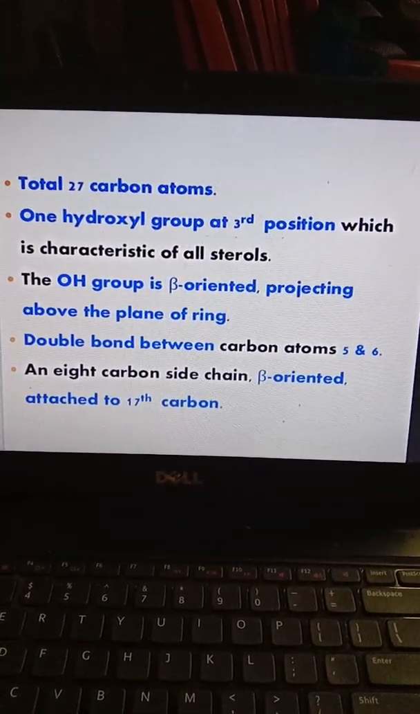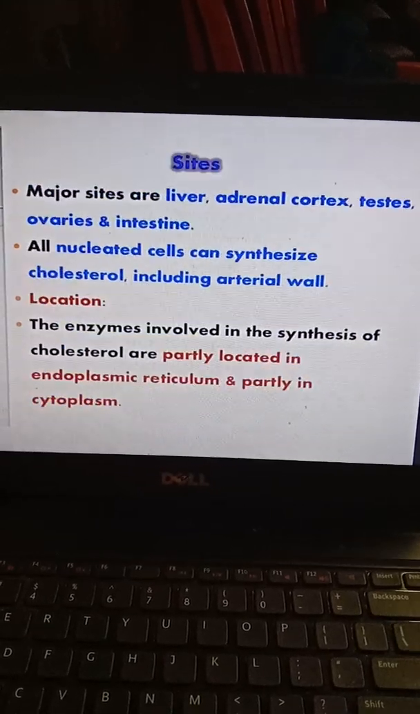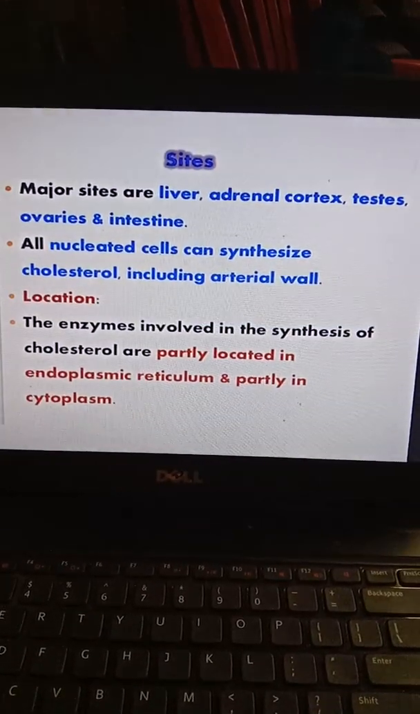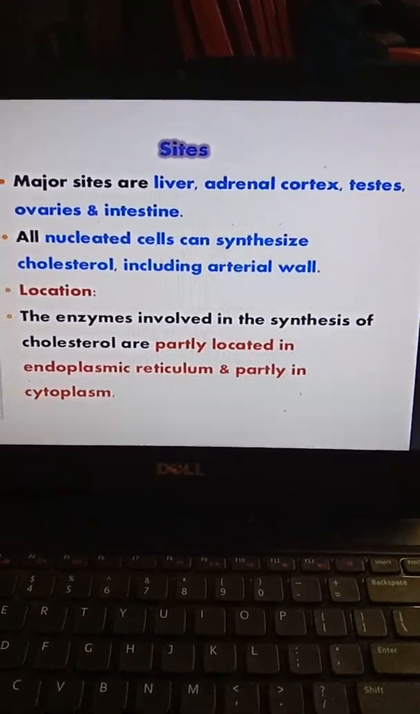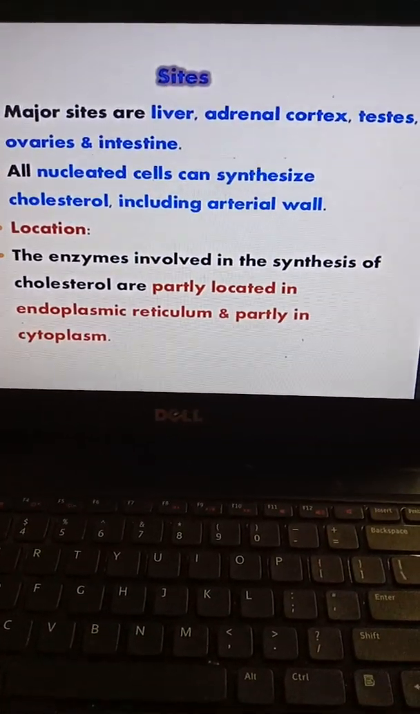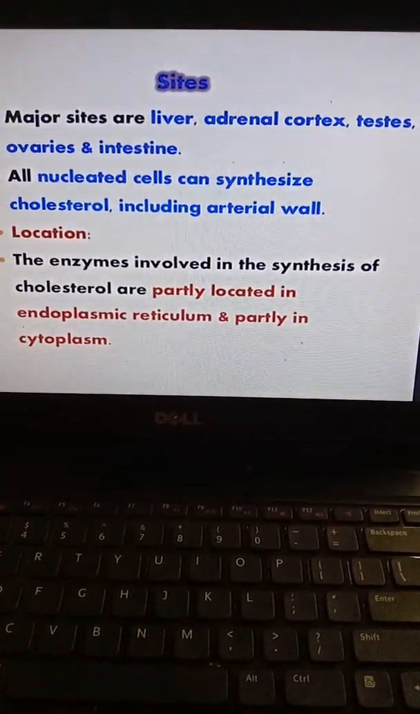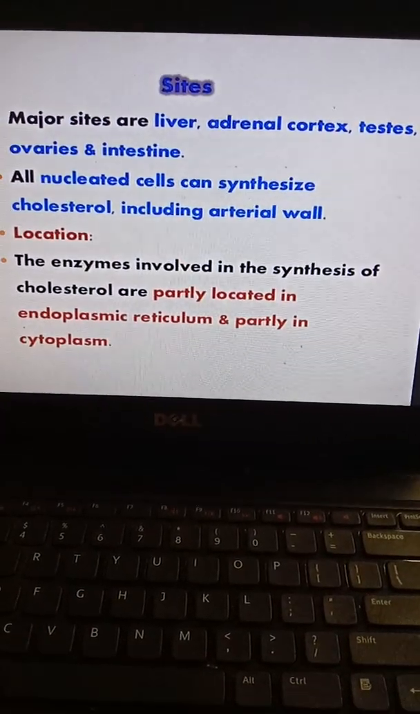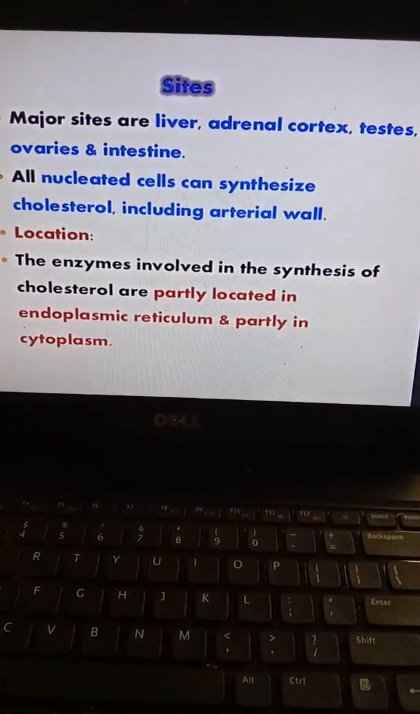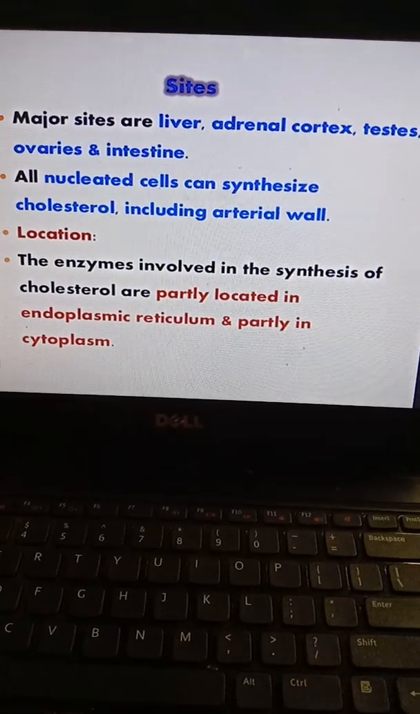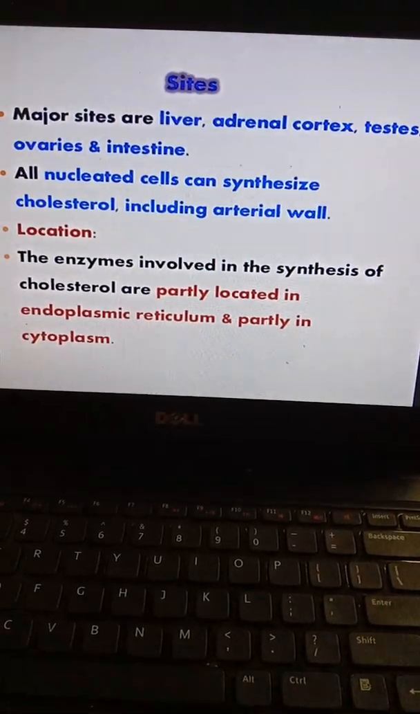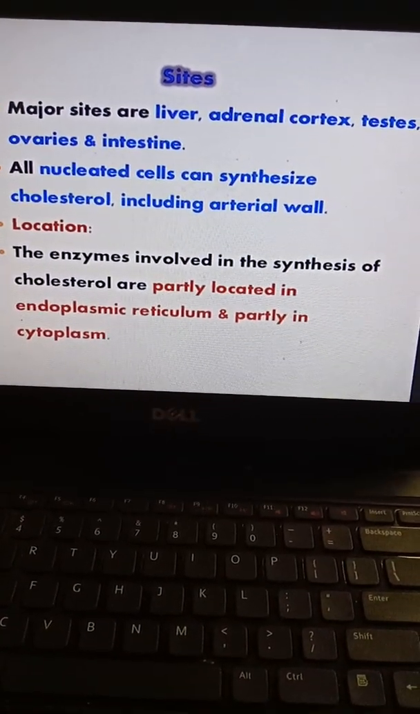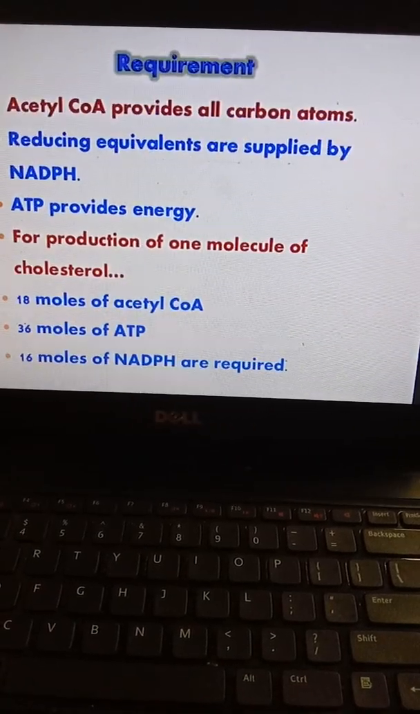Now we are going to discuss the cholesterol biosynthesis sites. Where does cholesterol biosynthesis occur? Major sites are liver, adrenal cortex, testes, ovaries and intestine. And all nucleated cells can synthesize cholesterol, including the arterial wall. It is generally located in the endoplasmic reticulum, partly in the cytoplasm.